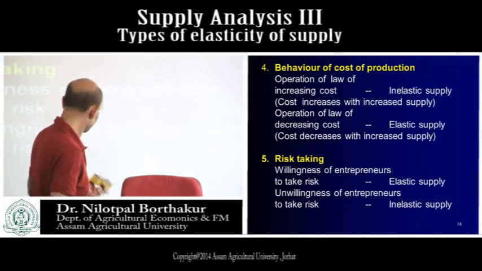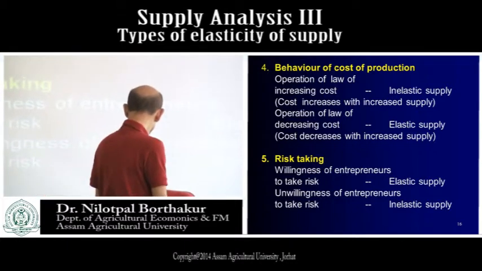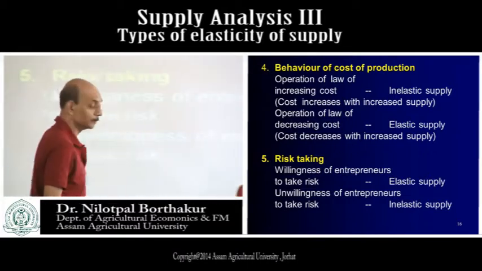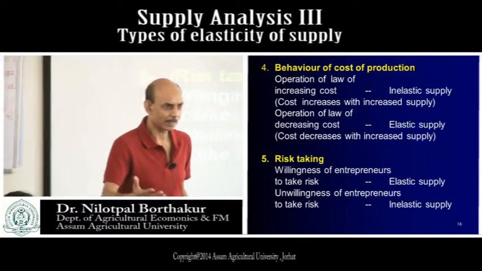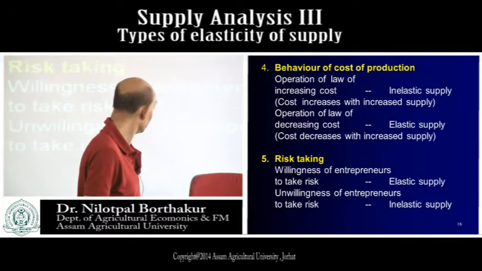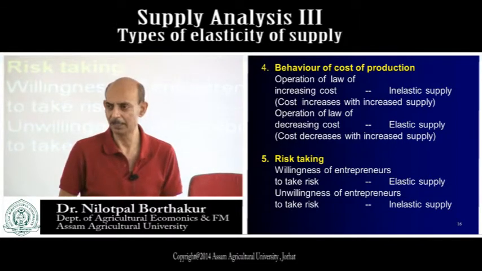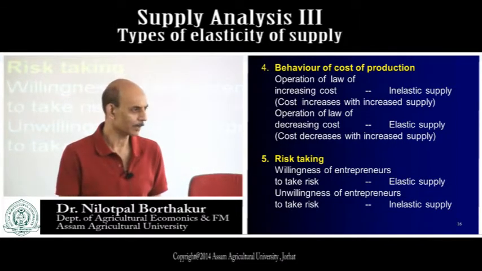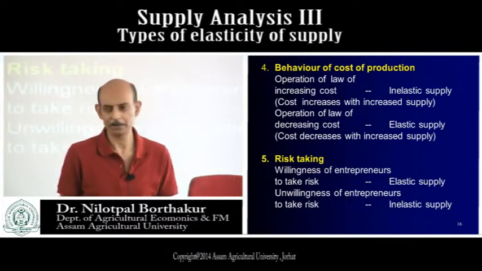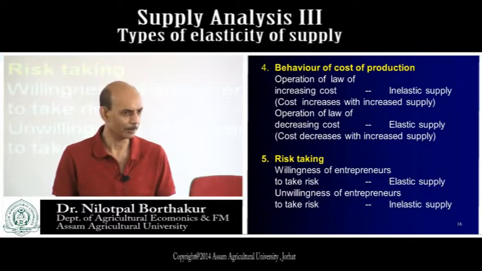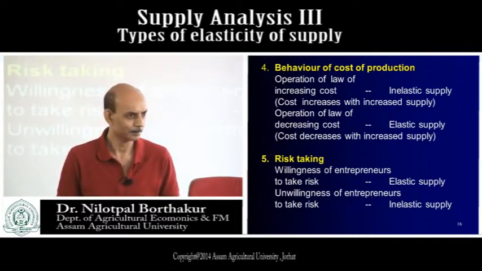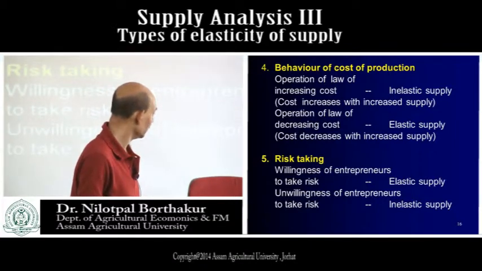And the next factor is risk taking. If the farmer, the entrepreneur, is a risk taker, he may take the risk and go for increased production. In that case, this will be elastic because there will be increased production. Suppose that entrepreneur is a risk averter, he doesn't want to take risk, he is satisfied with the present level of profit. So even if price goes up, he will not increase his production. So in that case, this will be inelastic.